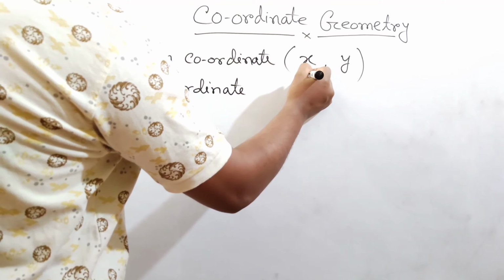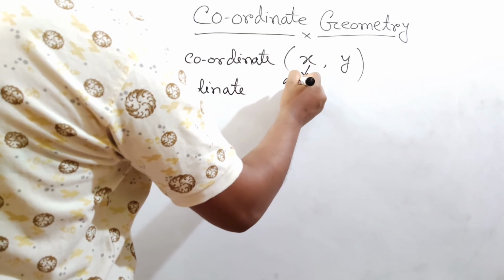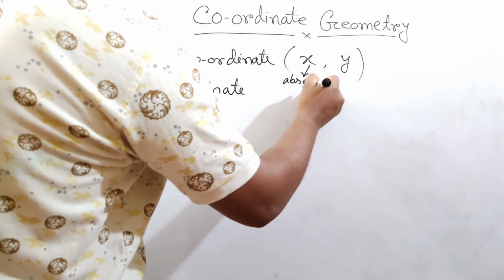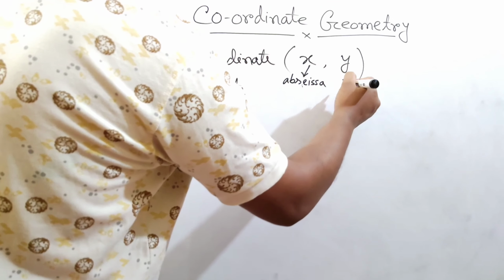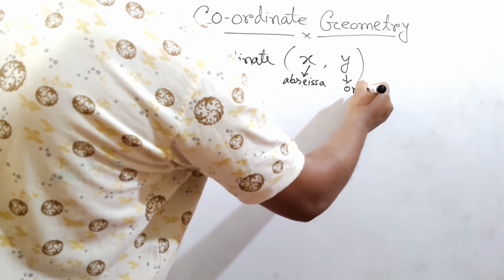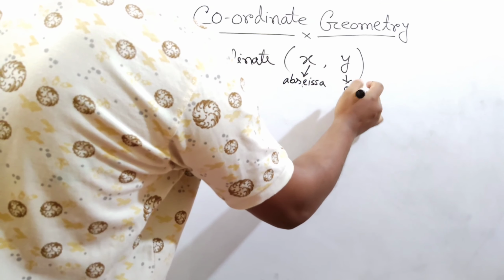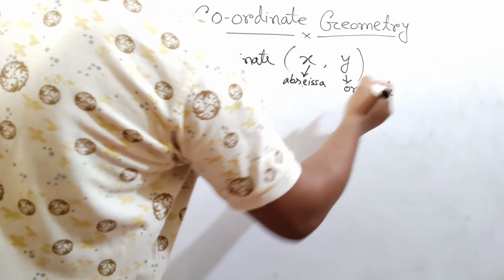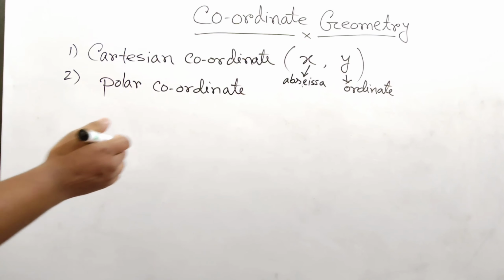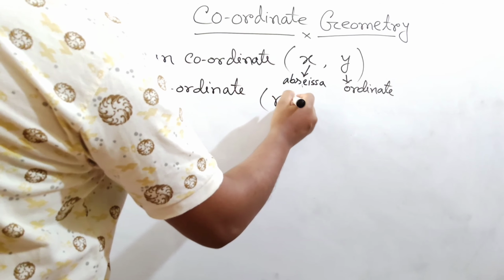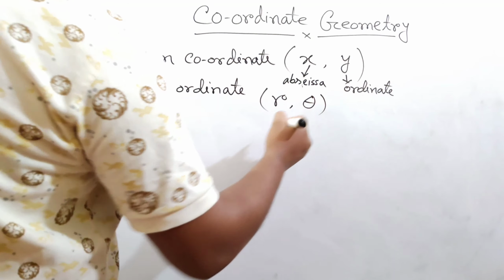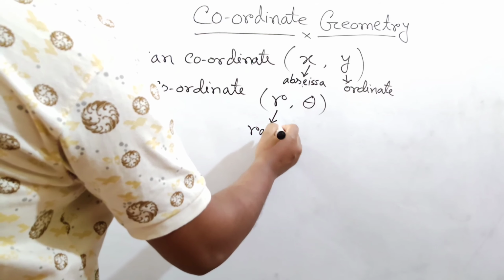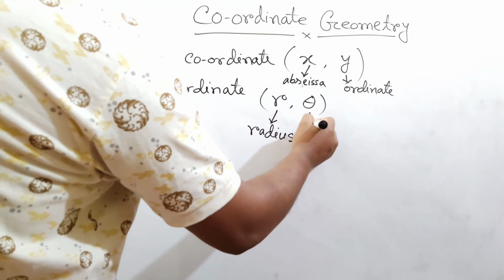Here x is called the abscissa and y is called the ordinate. But in polar coordinate it should be r and theta. Here r is the radius and theta is the angle.